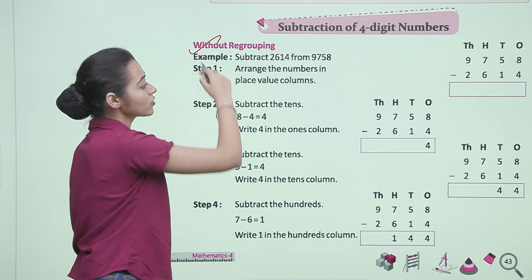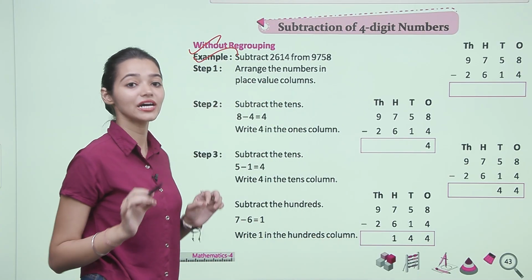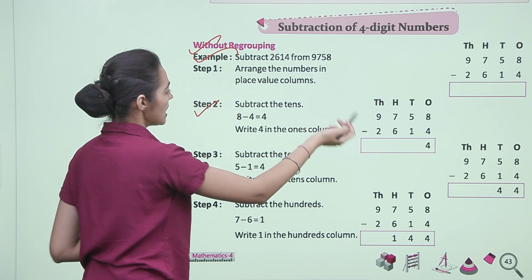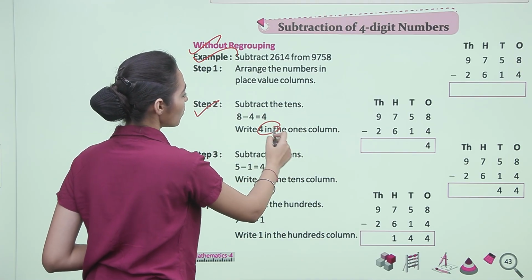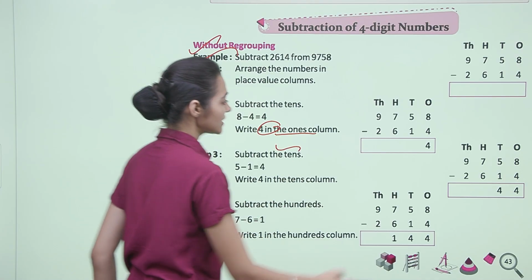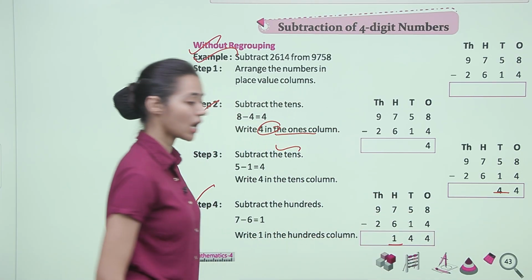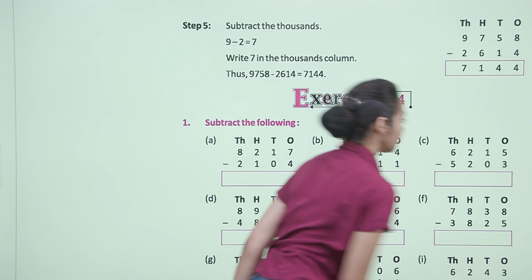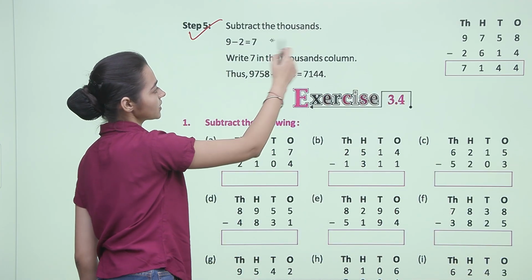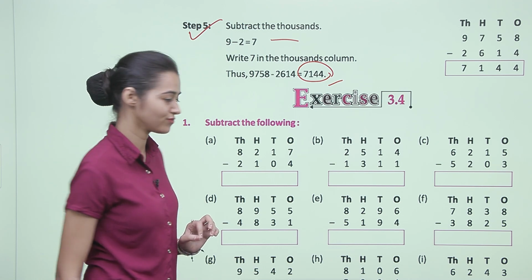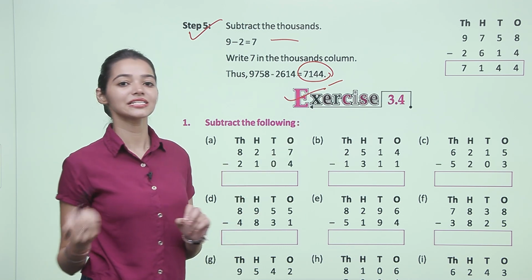Now let's start with subtraction without regrouping. We have to subtract these numbers. Firstly, we will arrange them in the place value columns. After that, we will subtract the ones. After subtracting the ones, we write 4 in the ones place, then we subtract the tens and write 4 in the tens place, then we subtract the hundreds and write 1 in the hundreds column, and after this we subtract the thousands and write 7 in the thousands column, and the answer is 7144.